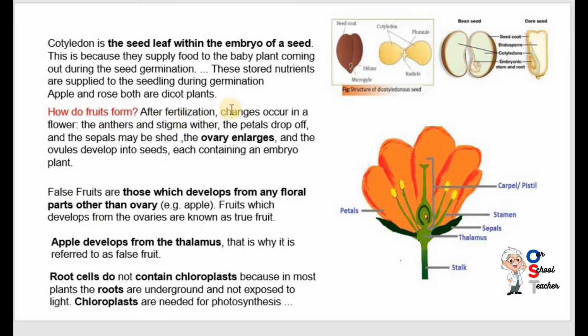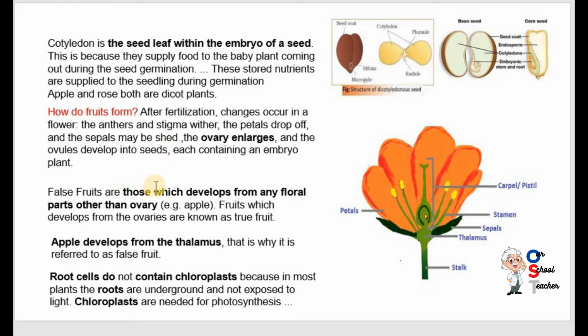After fertilization, changes occur in a flower. The anthers and stigma wither. This is anther, and this is stigma. The petals drop off, all these petals, and the sepals may be shed. Sepals also drop off. The ovary enlarges, this is the ovary, and the ovule develops into seeds, each containing an embryo. So this is how fruits form.